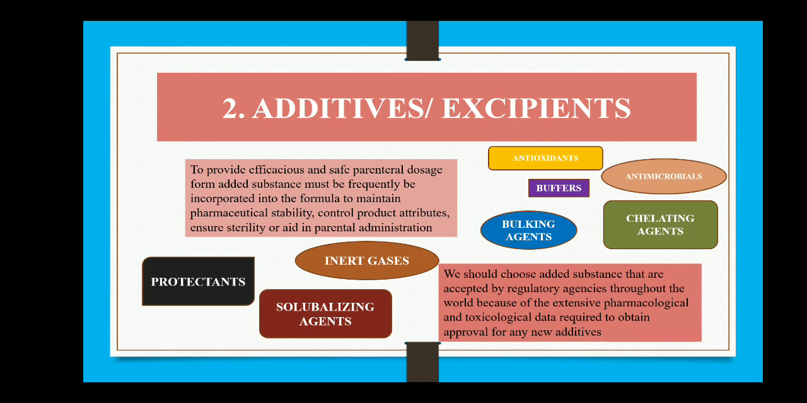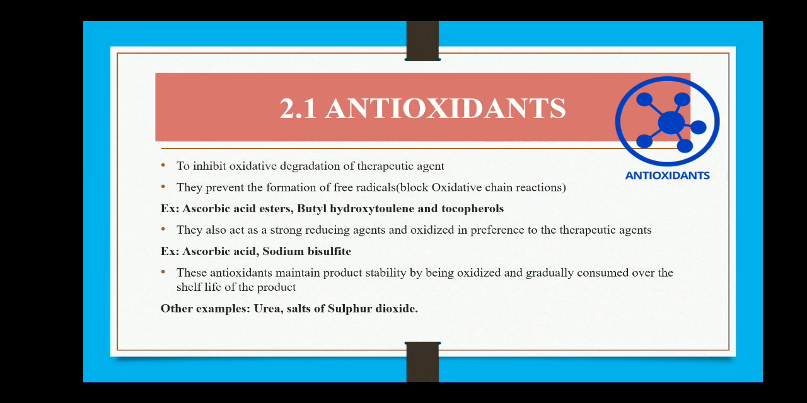Different additives include antioxidants, buffers, bulking agents, antimicrobials, chelating agents, inert gases, protectants and solubilizing agents. Let us see different types of additives used in the preparation of parenteral products. First example is the antioxidants.